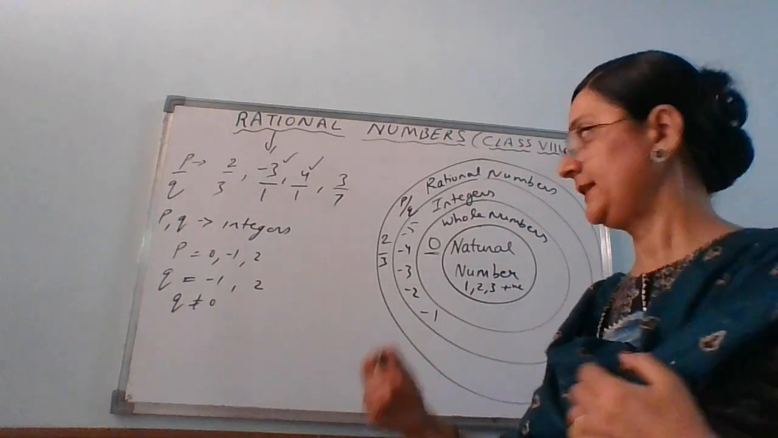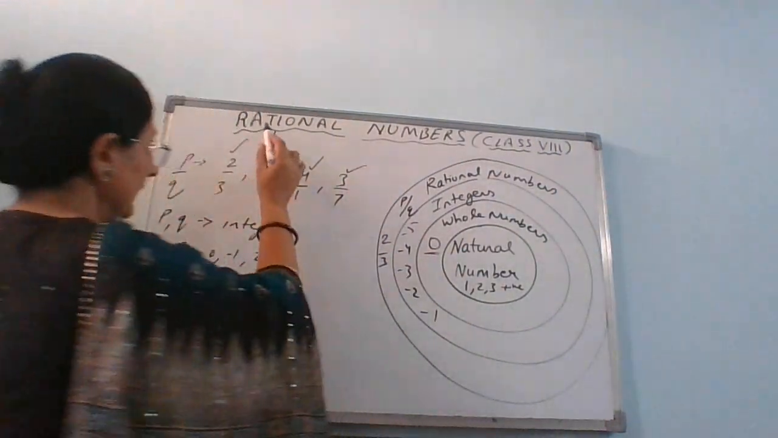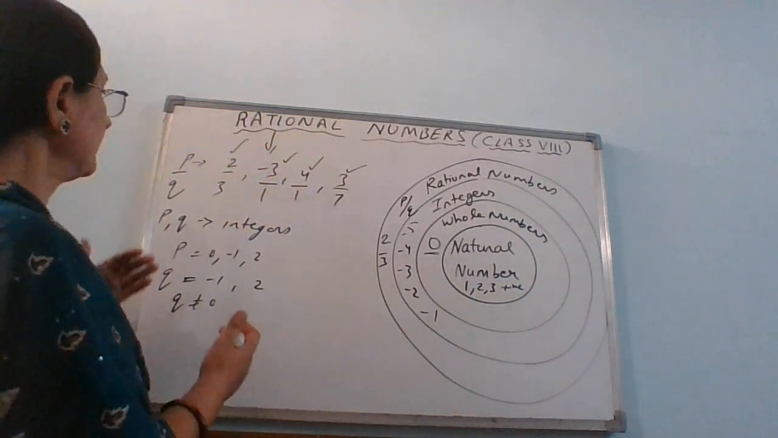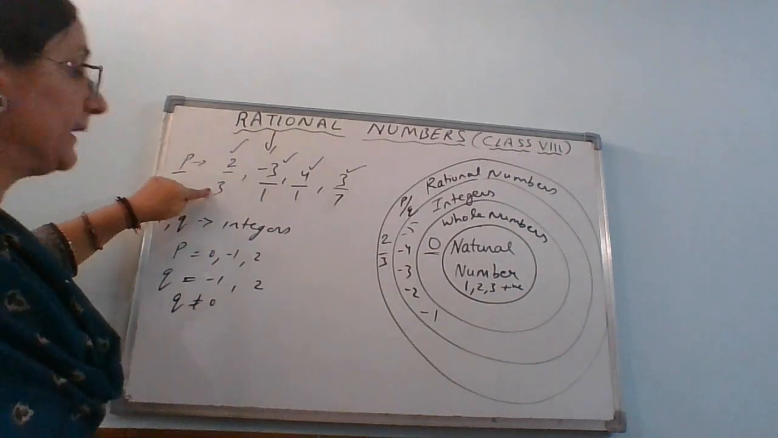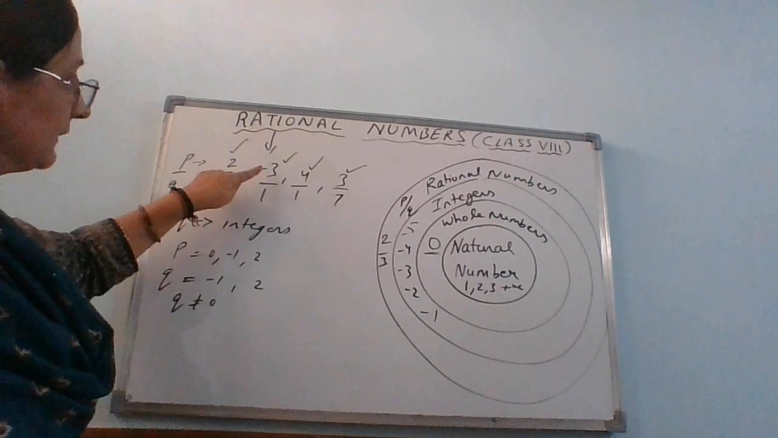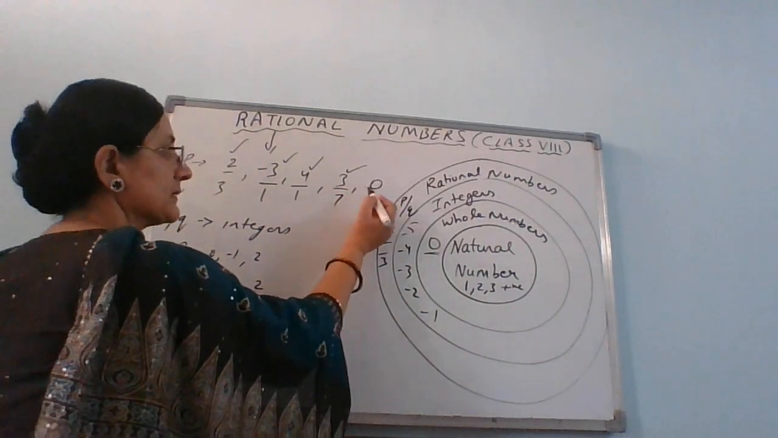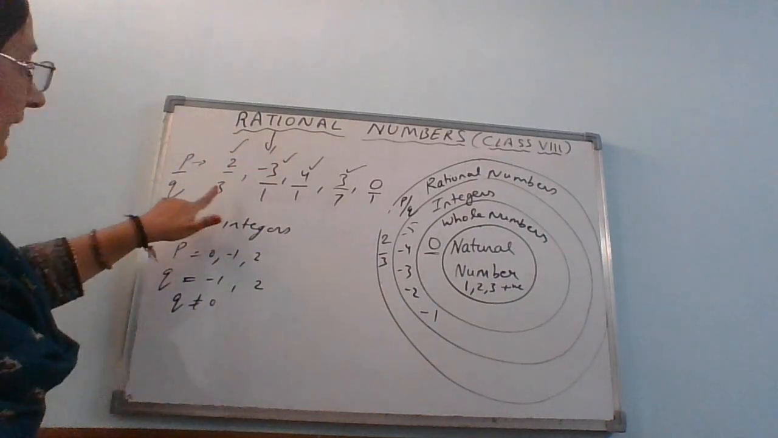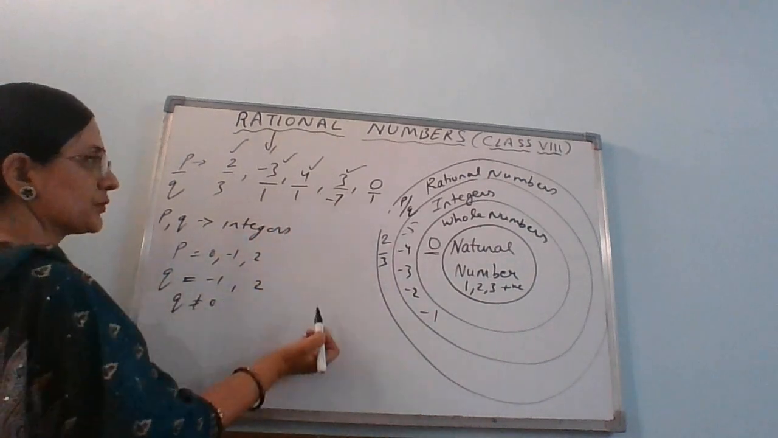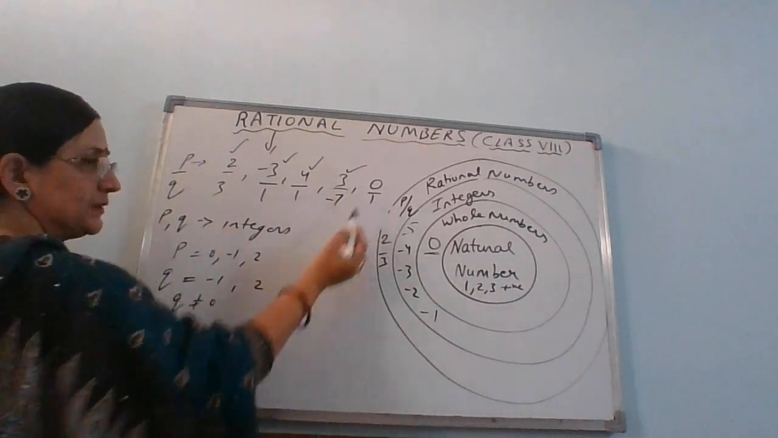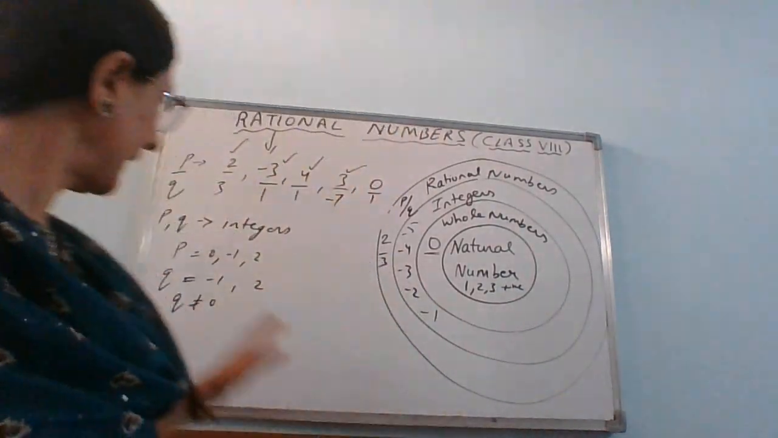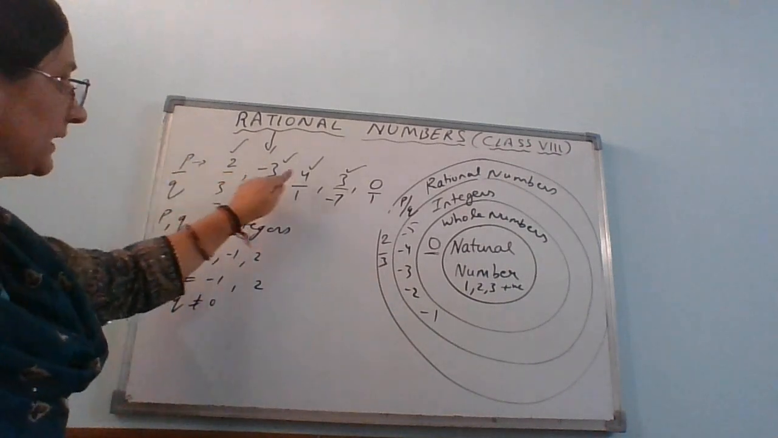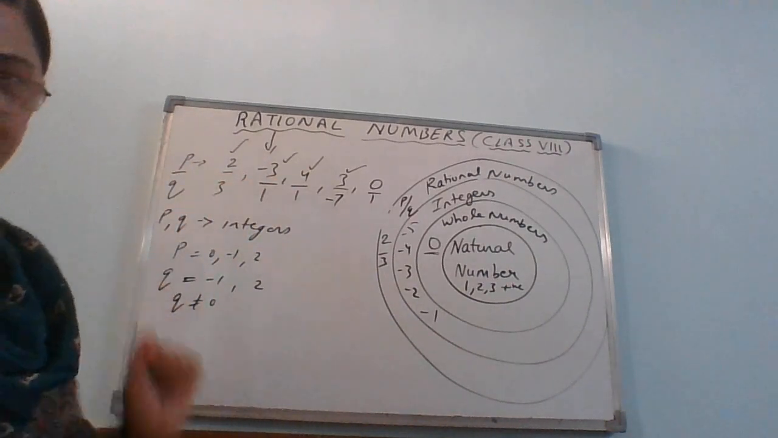p by q means fraction. If these are all fractions, then they are all rational numbers. What is a rational number? They are fractions. In a fraction you have a numerator and a denominator. The numerator can take positive values, negative values and 0. Like 0, it is also a rational number because we write it as 0 by 1. The denominator q takes positive and negative values, but not 0.